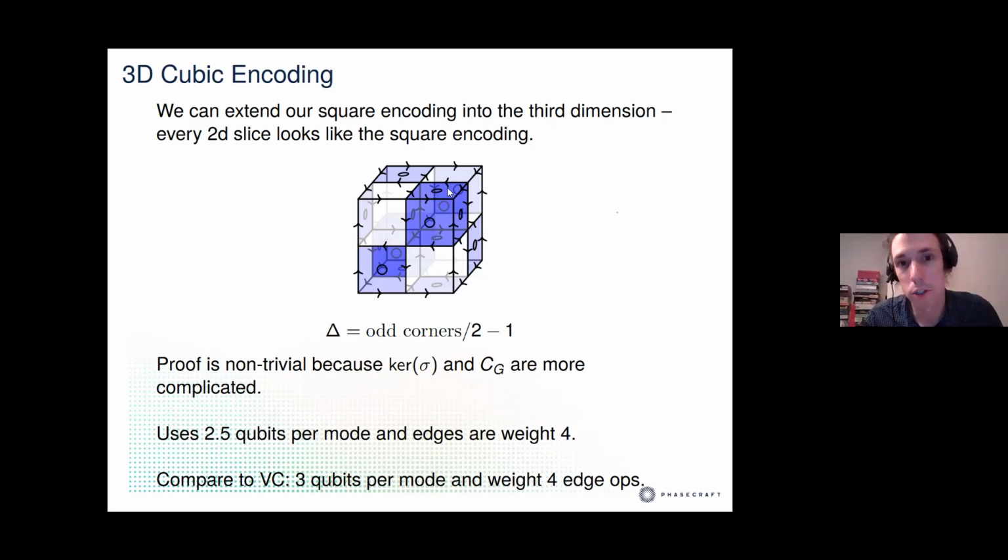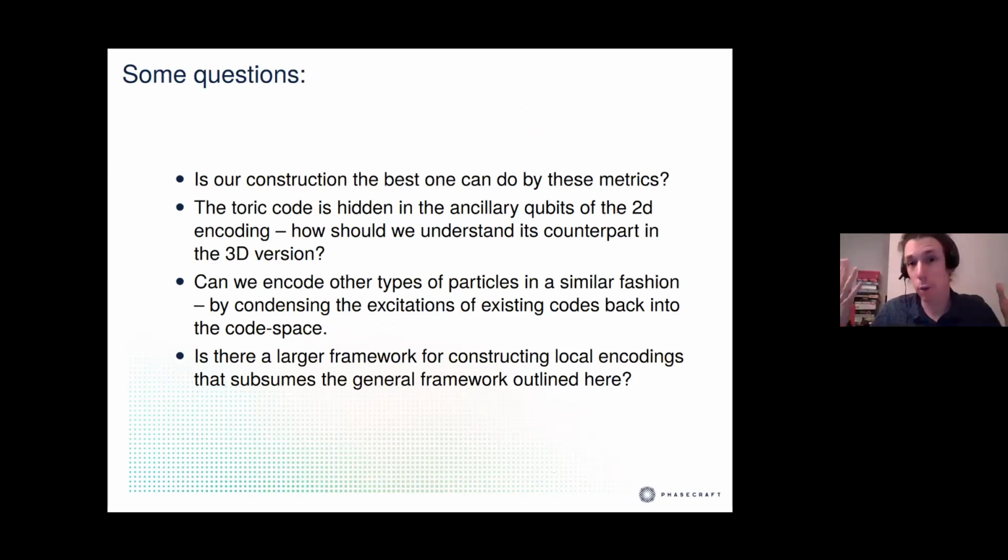We can compute the ground space disparity by looking at the number of odd corners, which are these corners which are adjacent to 3 odd faces. And the disparity is equal to the number of odd corners divided by 2 minus 1. And this is a non-trivial fact. It requires a bit more thought because the kernel of the representation is more complicated and the cycle space is more complicated.